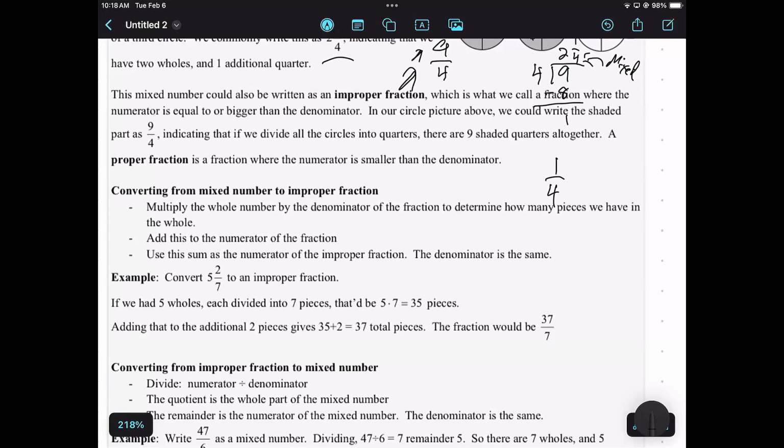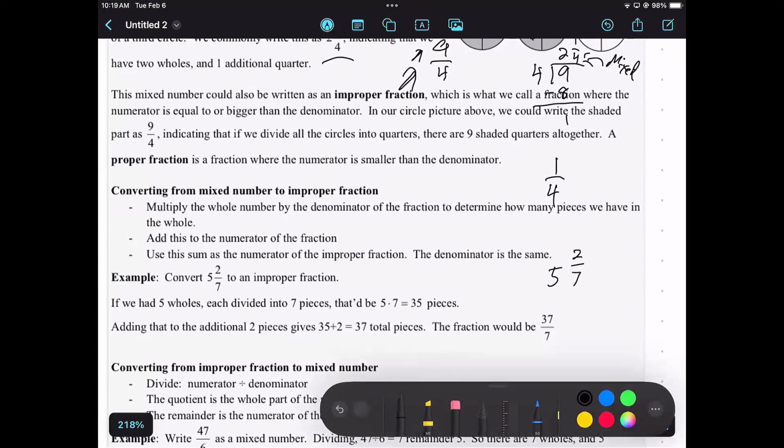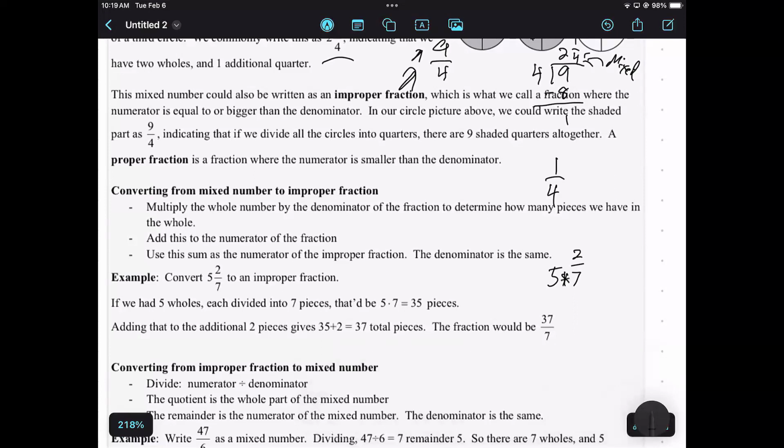So with that, if I have 5 and 2/7, I can just remind myself that this one is times, and this one is plus. 5 times 7 is 35. 35 plus 2 gives me 37/7. This is how I convert from a mixed number into an improper fraction.